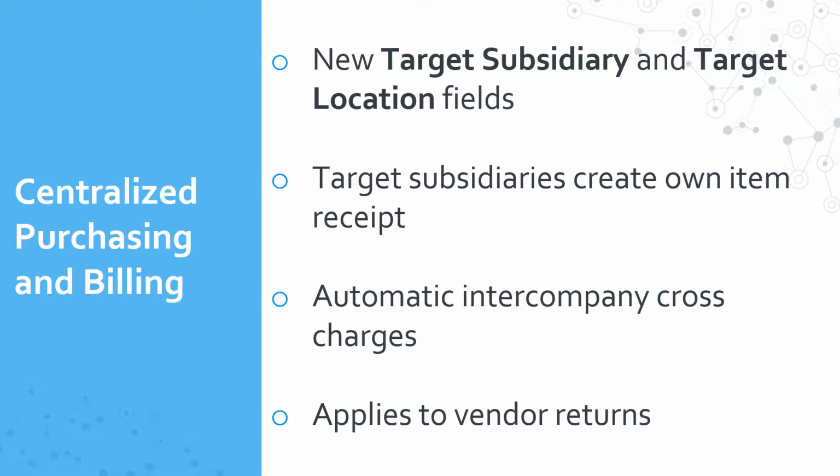When a bill is created for centralized purchase orders, all PO lines received previously will transfer to the bill automatically. This feature will enable the automation of intercompany cross-charges between billing and target subsidiary. This automation can be set to run when the accounting period is closed. This feature also applies to vendor returns, allowing for automatic intercompany cross-charging for returns as well.